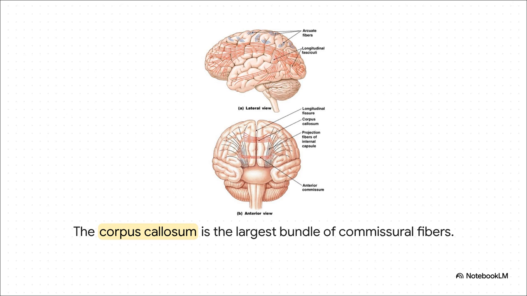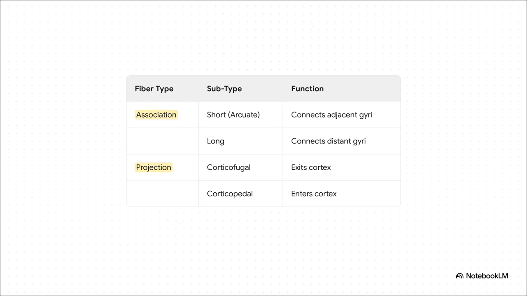First, just look at that bottom view, the anterior one. That huge band of fibers connecting the 2 halves of the brain, that's the corpus callosum. It's the biggest bundle of commissural fibers there is. Now look at the side view, the lateral one. You can see things called longitudinal fasciculi. Those are long association fibers. And finally, you can see the projection fibers of the internal capsule, which are like superhighways for information going to and from the cortex. Okay, let's drill down on this a little more.